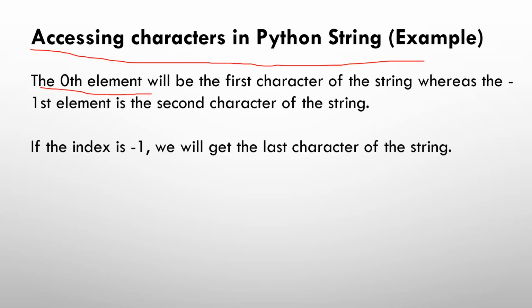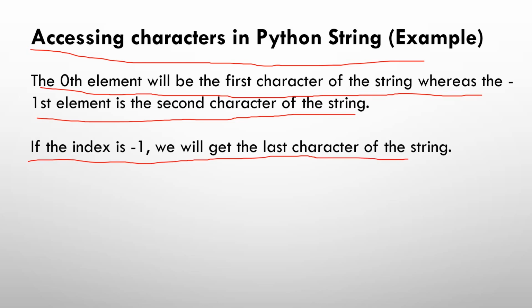So now we'll see an example of how to access characters in a Python string. So the 0th element will be the first character of the string, whereas the first element is the second character of the string. Like if we type in 0 at the place of the index, we will get the first character of the string. And if we write 1 at the place of the index, we will get the second character of the string. This is an important point about indexing. So if the index is -1, we will get the last character of the string.